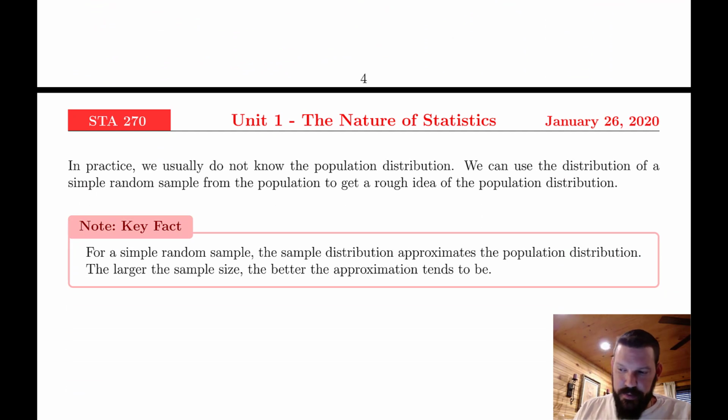And that's something I just touched on, mentioned right here where it says key fact. For a simple random sample, the sample distribution approximates the population distribution. The larger the sample size, the better the approximation tends to be, and that makes perfect sense. We wouldn't want to just sample 10 people in the United States to try to be representative of the entire United States. That's not going to be very helpful.